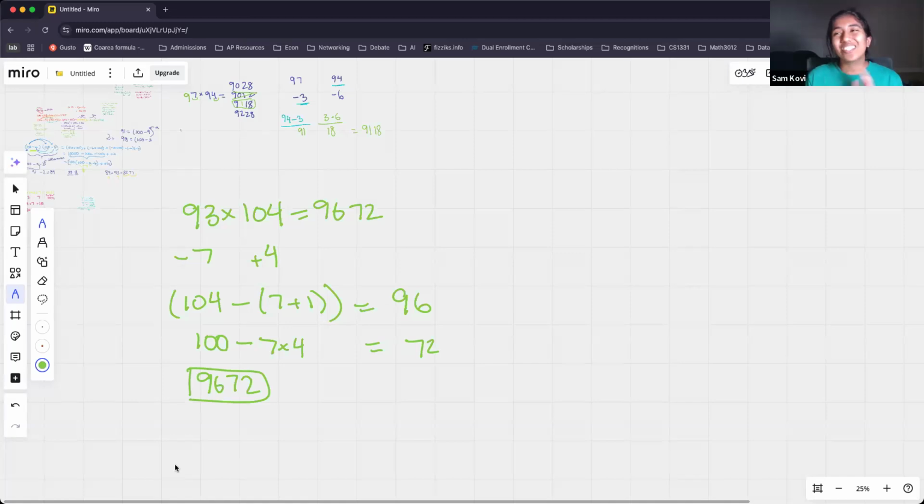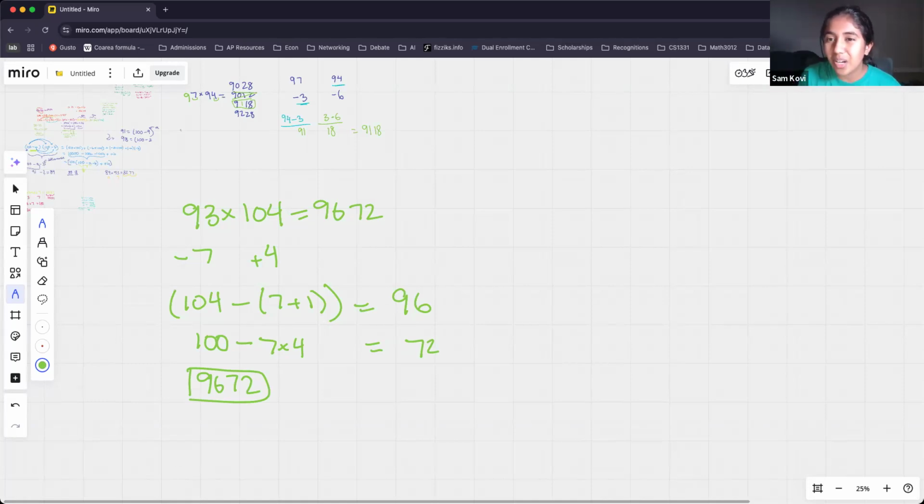Great job. So this trick is a little bit more involved, and if you find that you're better at doing some FOIL or you're better at just doing 93 times 100 plus 93 times 4, that's totally okay. You can do whichever you think is fastest for you. I do believe that if you do this trick a lot, it is a lot faster. Sharanya, if you want to go ahead, put your answer or question in chat, that would be great.